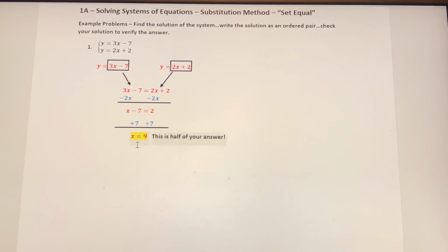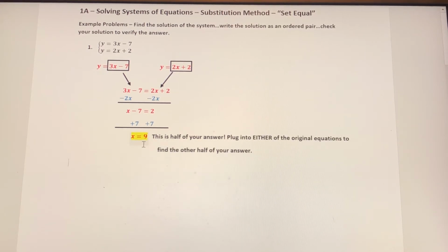Now, how am I going to do that? I'm going to plug this x equals 9 into either one of these equations. You get to choose. It doesn't matter which one you choose. If you found the correct value for x, you're going to get the same value for y when you plug it into either of these equations. So I'm going to plug it into this first one.